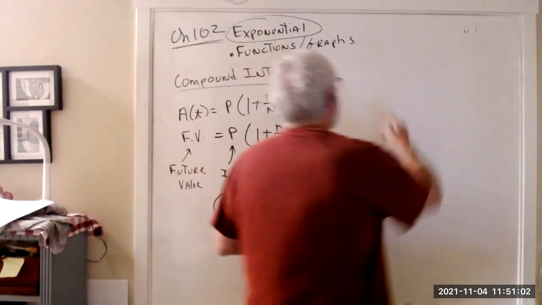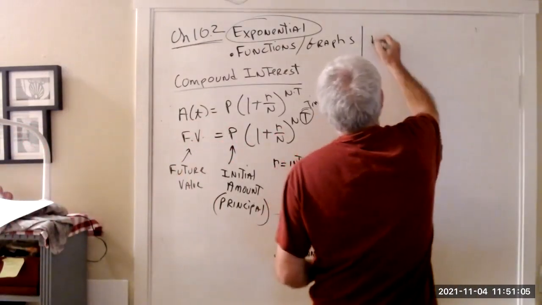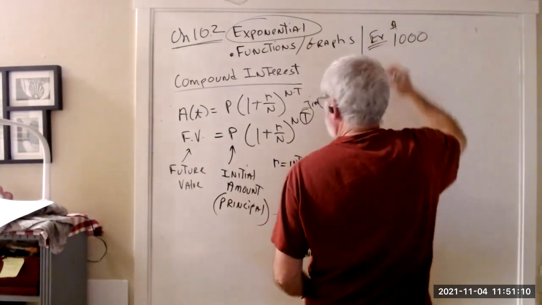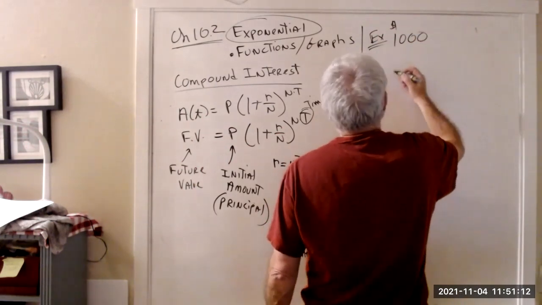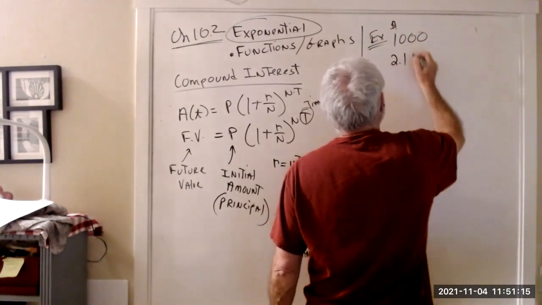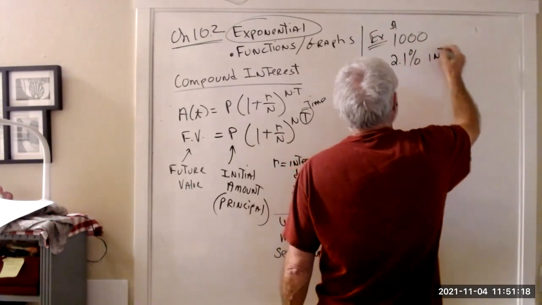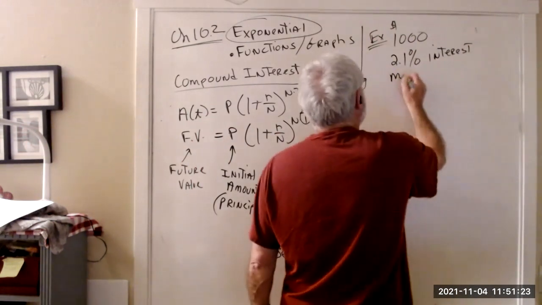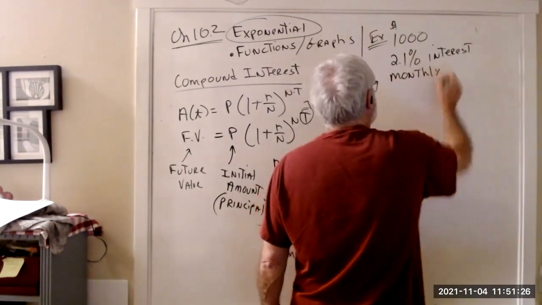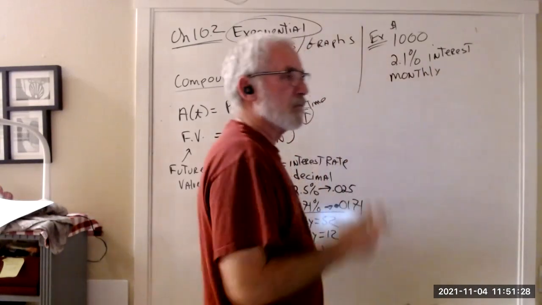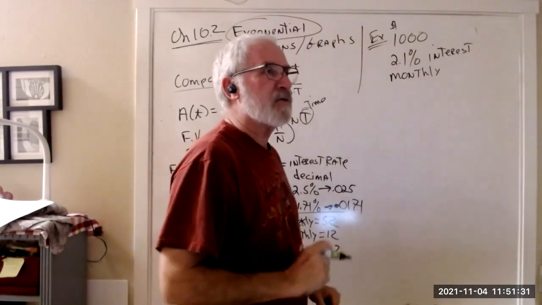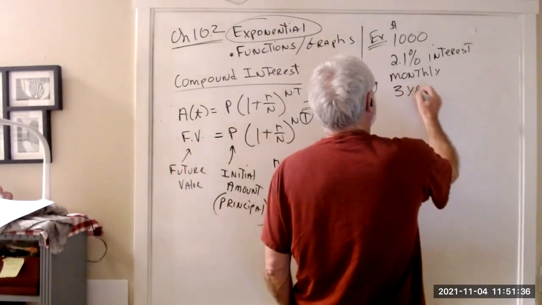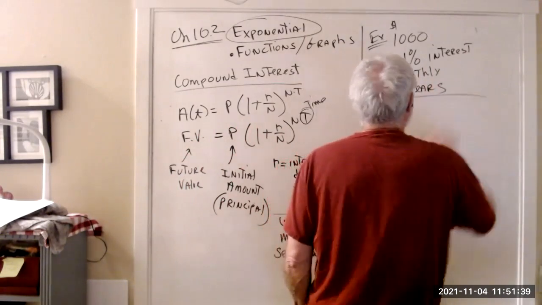So let's say, for example, you have $1,000 that you want to put in the bank. They promise you that you're going to get 2.1% interest, and they're going to compound it monthly. This is what they promise. But you have to leave the money in the bank for 3 years. Now, I'm just making this up.